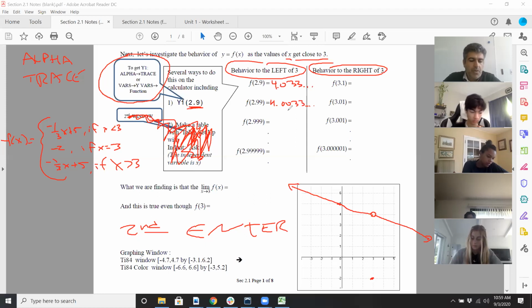Let's keep going. Let's do 2.9999. So it's 4.000 repeating. Sorry, those are zeros. Those are threes, repeating. If you do 2.999999, a bunch of nines, you get 4.00000 and 3 repeating.